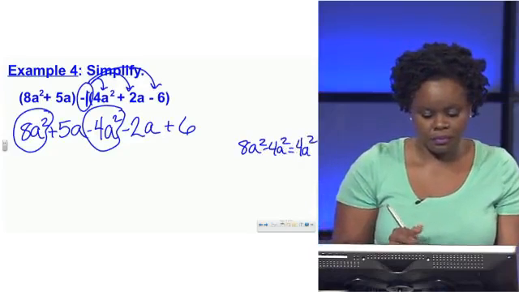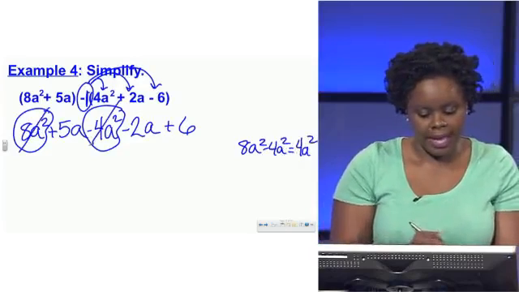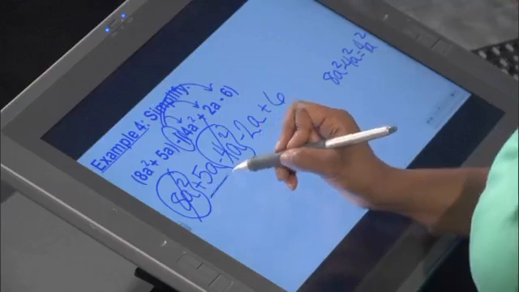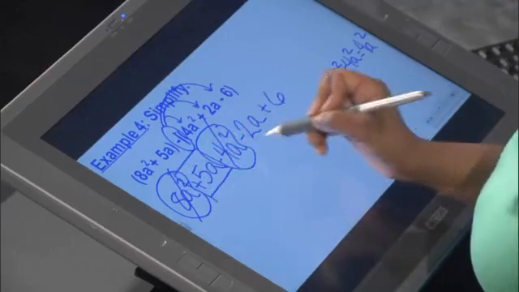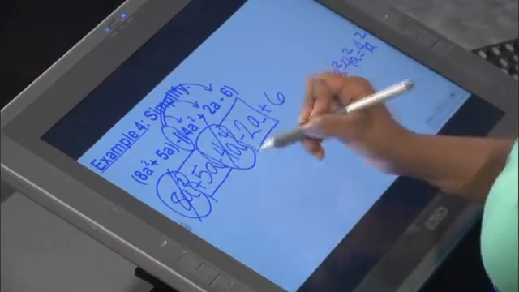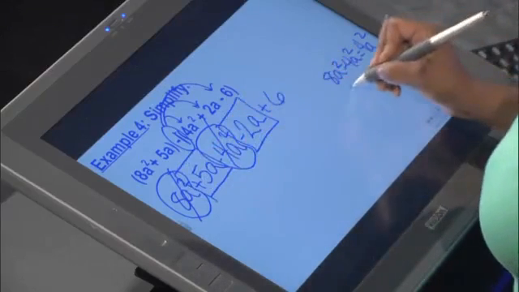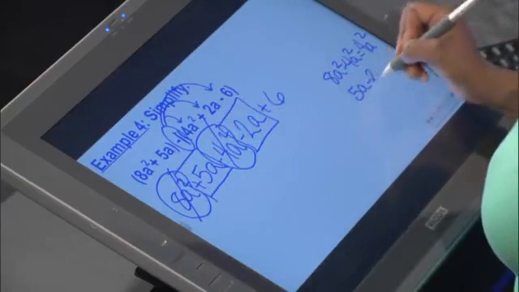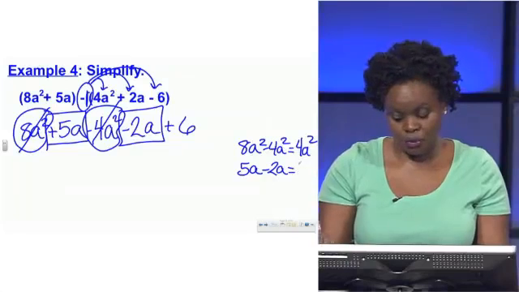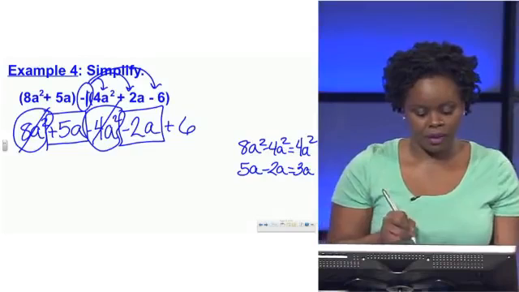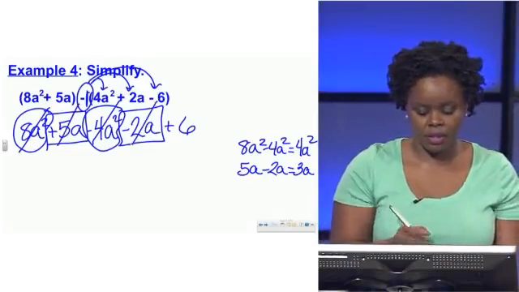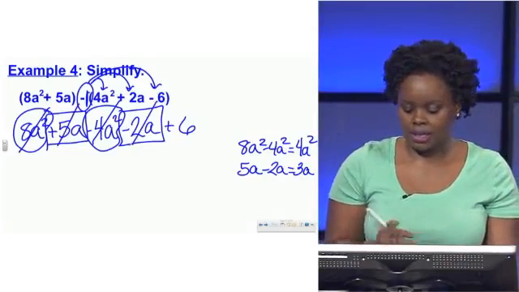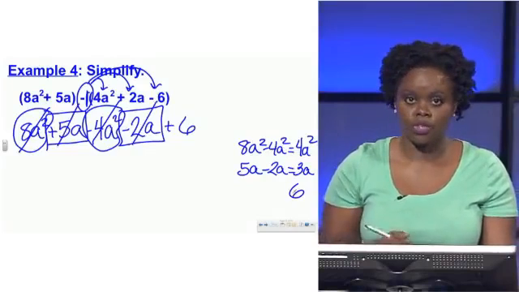Okay, so I've handled this. Now I have 5a, and it's positive, minus 2a, right? So 5a minus 2a, that's 3a. So you've handled those terms. And all you have left now is that constant term, that's 6. So it just goes along for the ride.